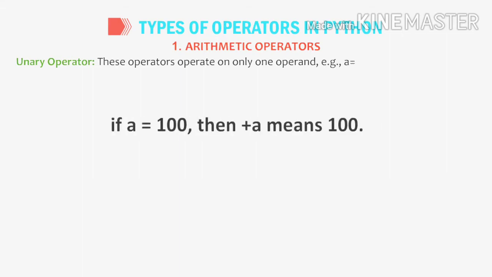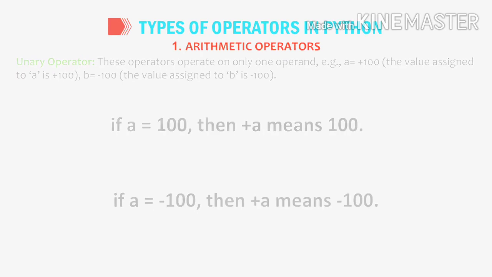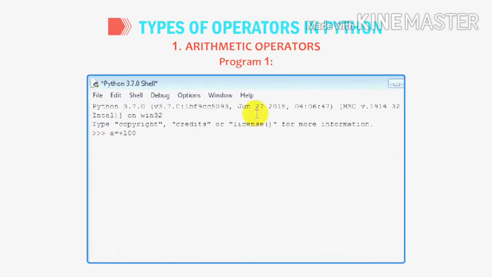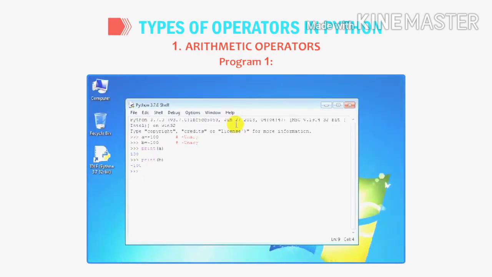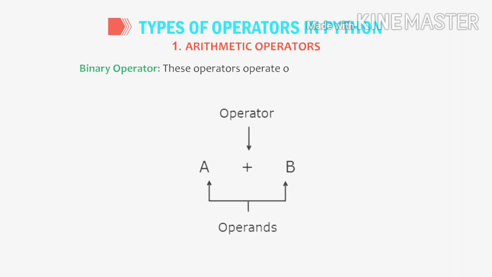Example, if a is 100, then +a means 100. That means a is assigned the value 100, and plus shows that the value of a is a positive value. Clear? Here is a program that shows how a unary operator works. Here a equals +100, b equals -100, which shows the negative value. Clear? Hope you understand the program. Now, the next category is the binary operator.